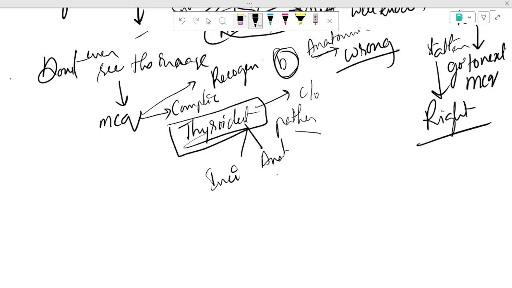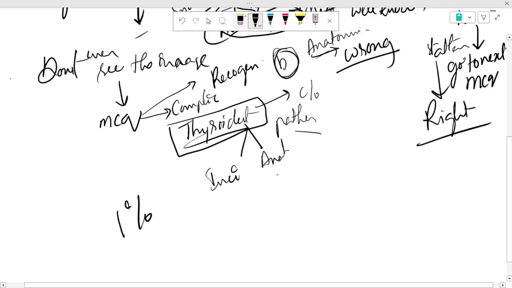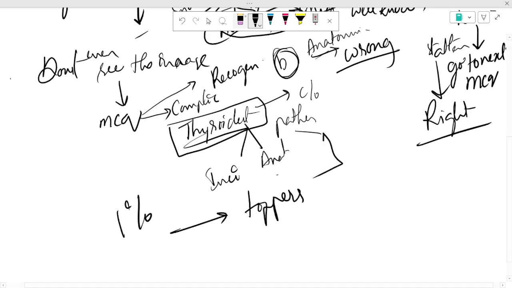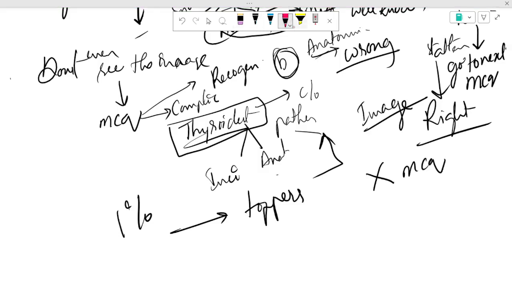The 1% students, the 1% toppers, they follow this method. What they do is they first recognize the image. They don't go for the MCQ. This is wrong. Don't read the MCQ first. You first recognize the image.